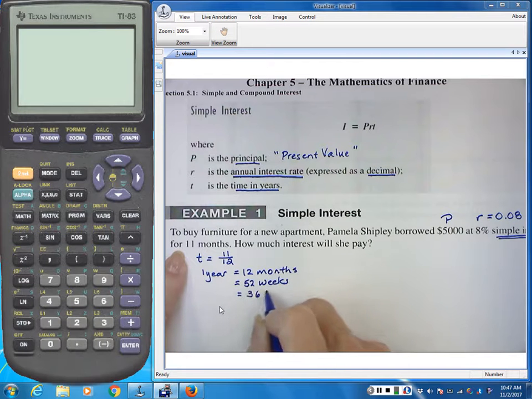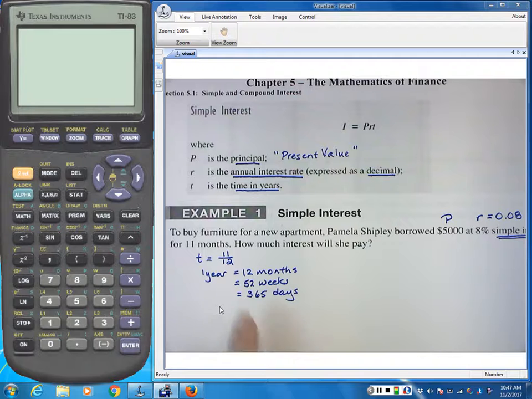So when time is not given to you as a specific number of years, you're going to have to adjust that. Depending on how it's given to you, you need to know that a year is 12 months, 52 weeks, or 365 days. And the question that we're asked here then is, how much interest will she pay?